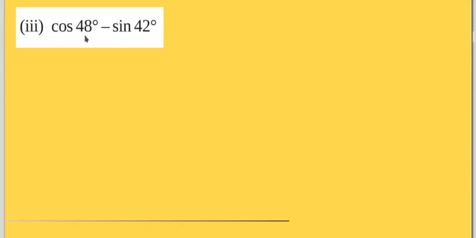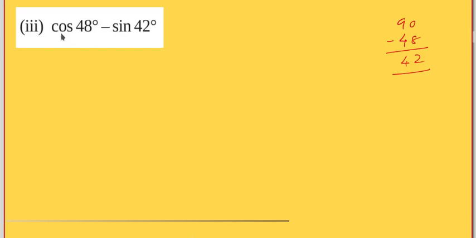Evaluate. We need to find the value. One is in terms of cos, another one is in terms of sin. Let me change one in terms of the other function. First we'll find the complementary angle. From 90, if we subtract 48, 10 minus 8 is 2, and 8 minus 4 is 4, so we get 42. That means these two angles are complementary angles. Both should be in the same function, then only we can add or subtract. This is a difference, so we need to subtract. First let me bring them into the same function.